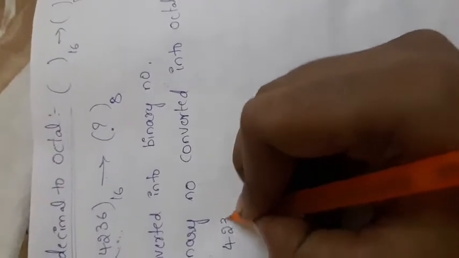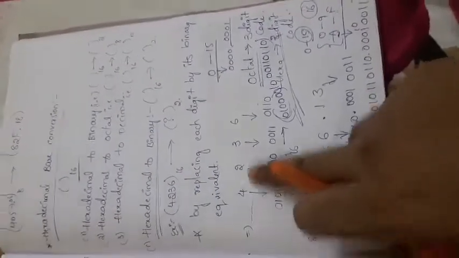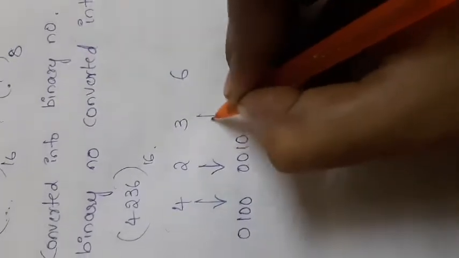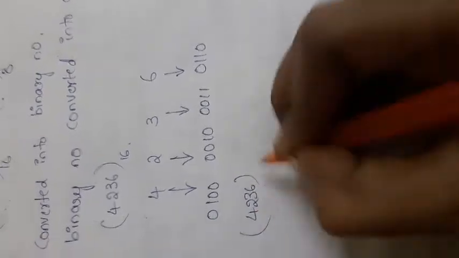Here I am taking the example 4236. We already know how to convert a hexadecimal number into a binary number. We separate every digit. For 4, the binary number is 0100. For 2, it is 0010. For 3, 0011. And for 6, 0110.